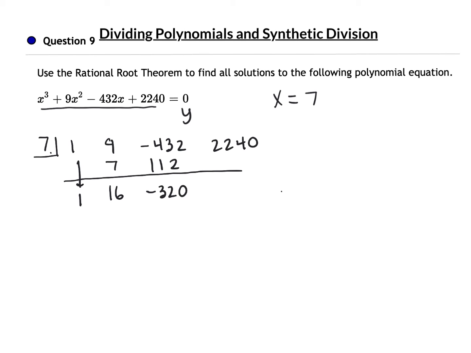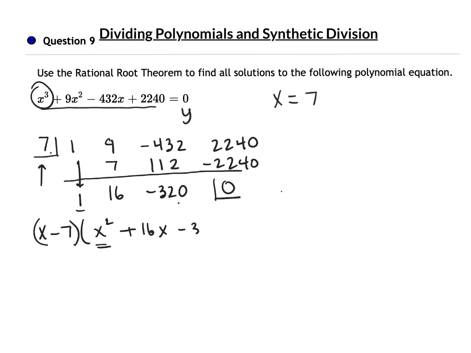Then we'll take 7 times 320, and don't forget the negative. Negative 2,240. Look at that, the remainder is 0. Looks like we're on the right track. Since 7 is a 0, the factor that would make that 0 is x minus 7. Notice that if I plug in 7, I get 0. Now, x times something makes x cubed. That would be x squared. So it's 1x squared plus 16x minus 320.